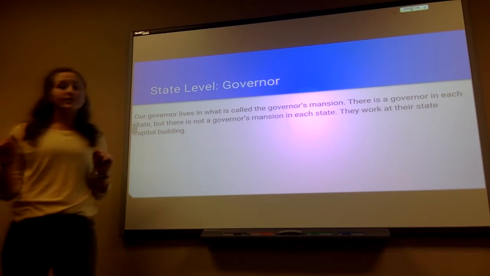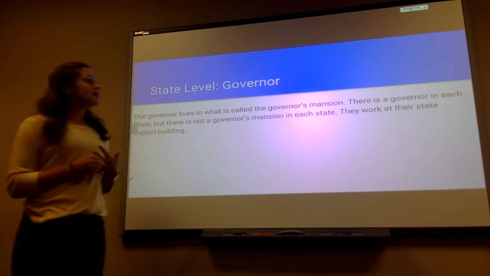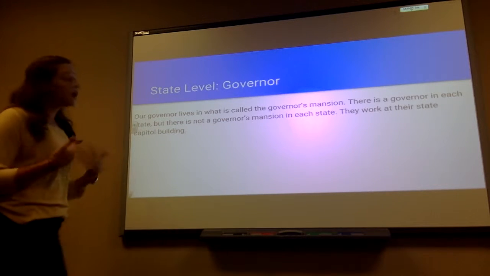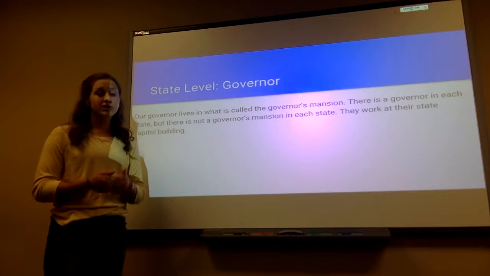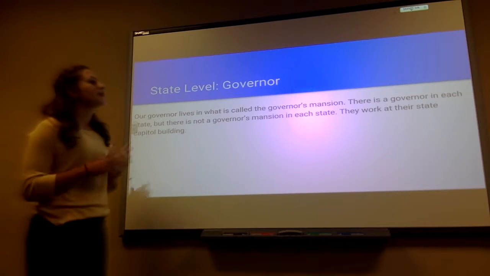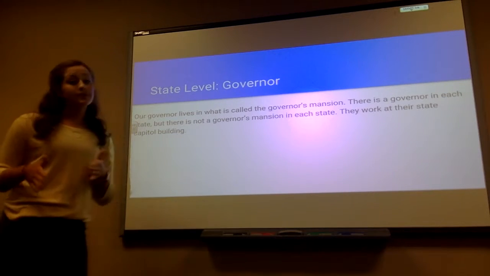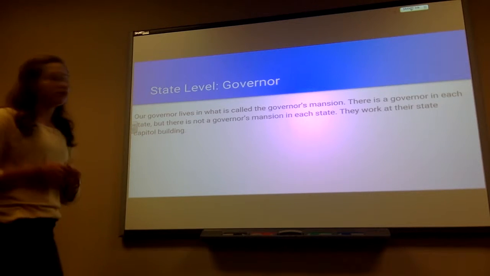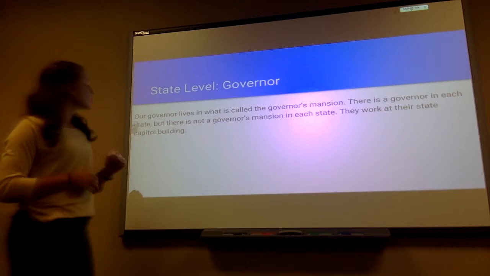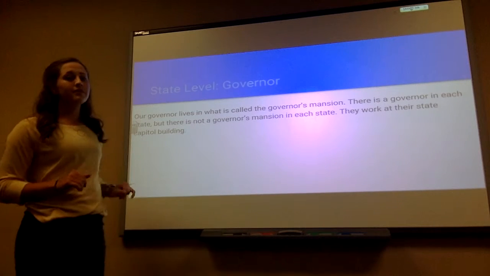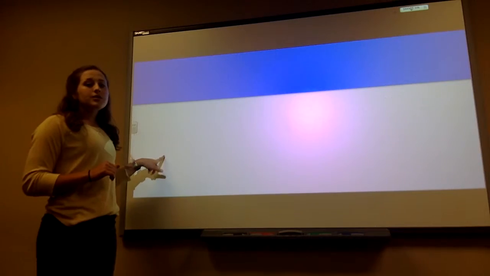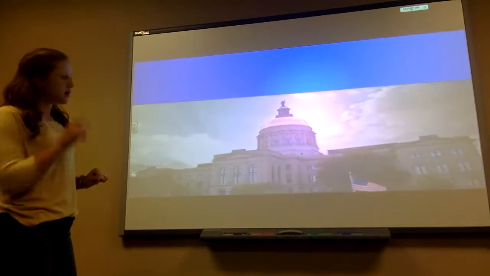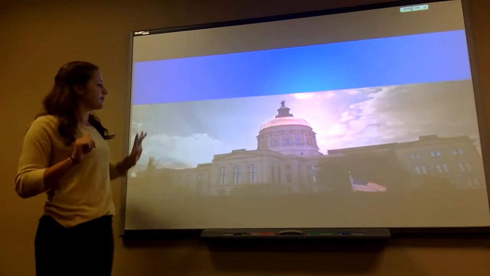Okay, next level, state level. This is the level that the governor is the head executive of. Our governor here in Georgia lives in what is called the governor's mansion. There is a governor in each state, but there's not a governor's mansion in each state. We do have that here in Georgia, though. Governors work at their state capitol building. Here is a picture of our Governor Kemp, and here's a picture of a state capitol building.